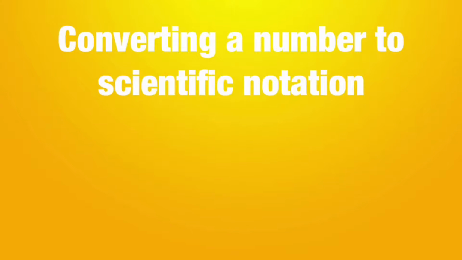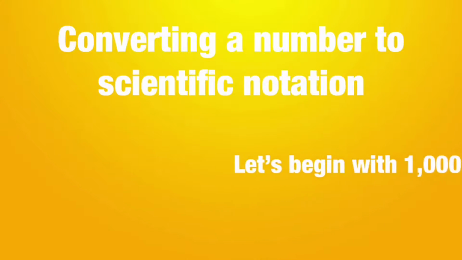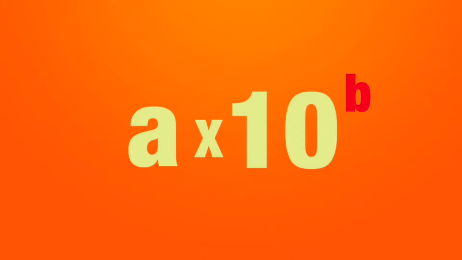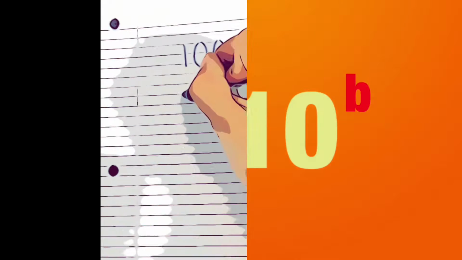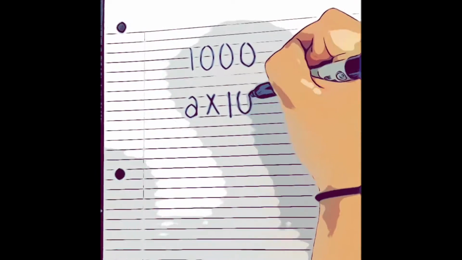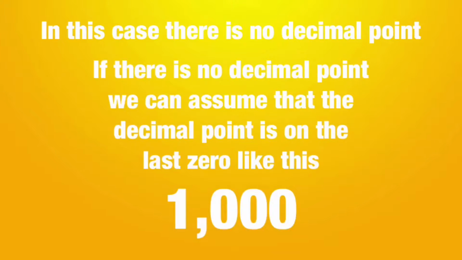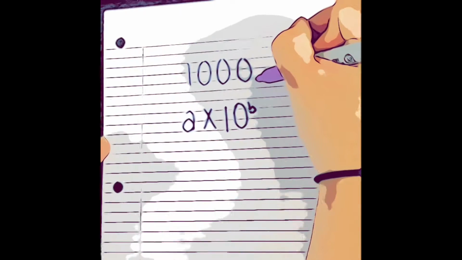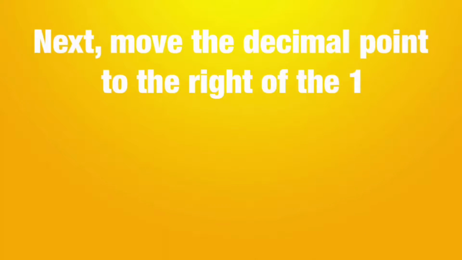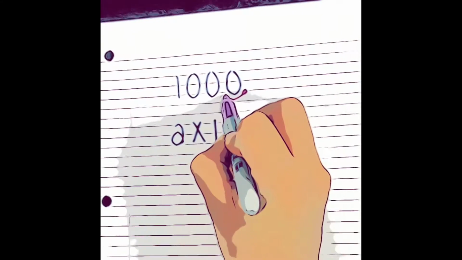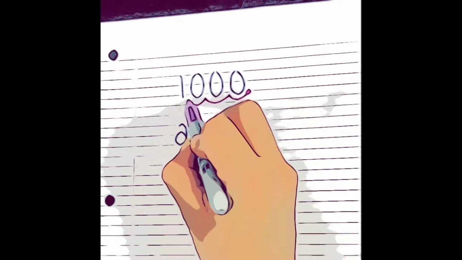So how do we convert a number into scientific notation? Let's begin with 1000 as an example. We want to convert 1000 into a number that looks like this. If there's no decimal point, we can assume that the decimal point is on the last zero like this. Next, move the decimal point to the right of the 1. Count as you go. 1, 2, 3.